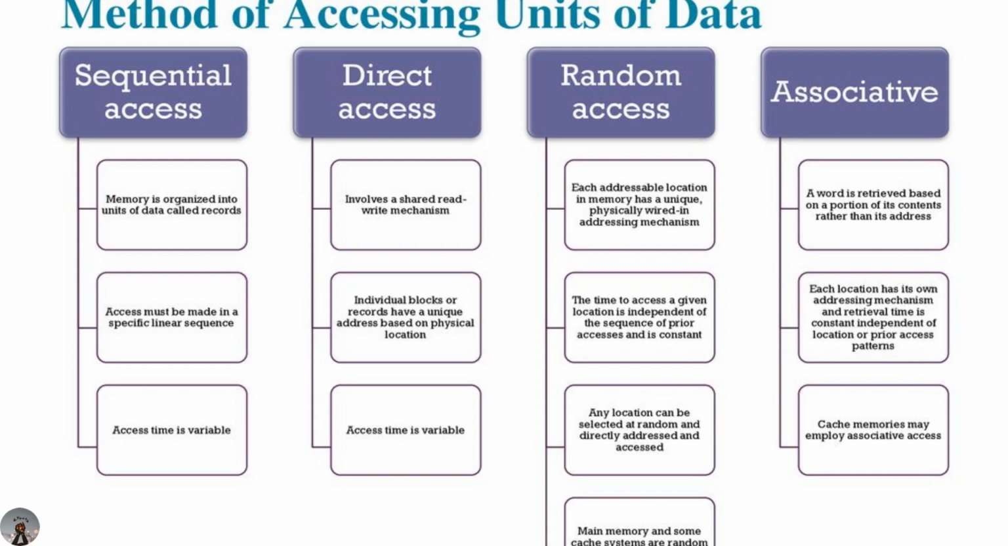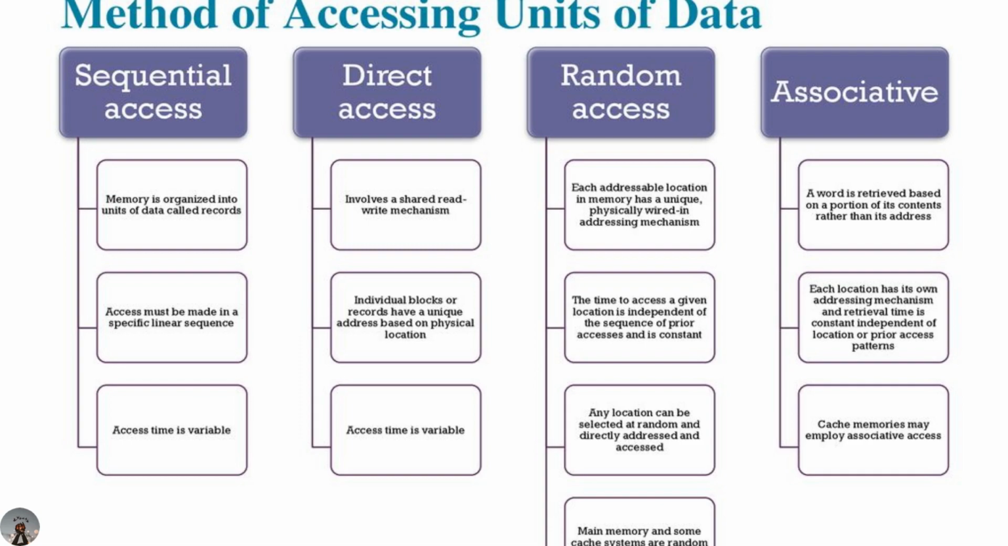The next type is random access. In this method, any location of the memory can be accessed randomly, like accessing an array. Physical locations are independent in this access method. In this type, any location can be selected at random and directly addressed and accessed. So, the time to access a given location is independent of the sequence of prior accesses and is constant. Applications of this random memory access are RAM and ROM.